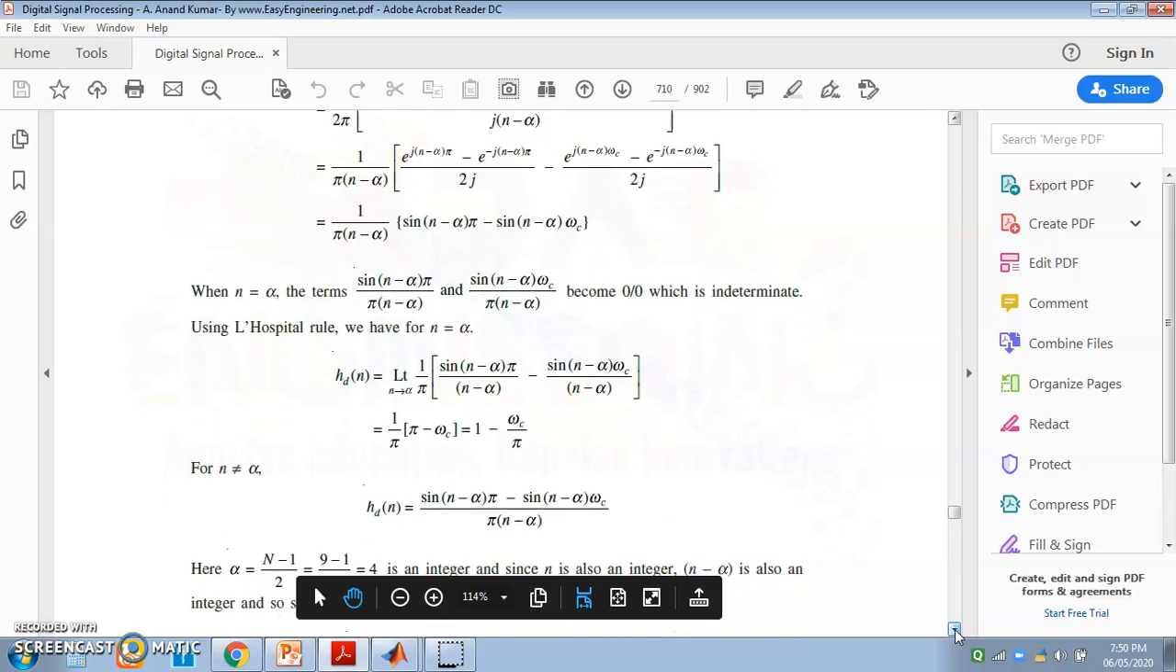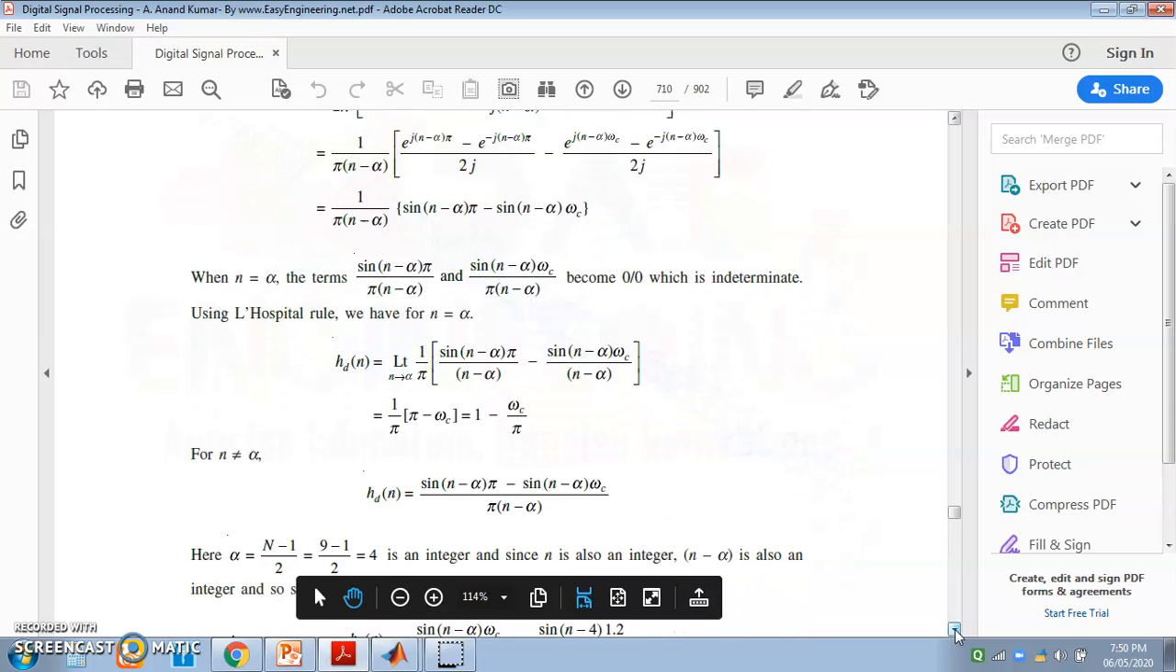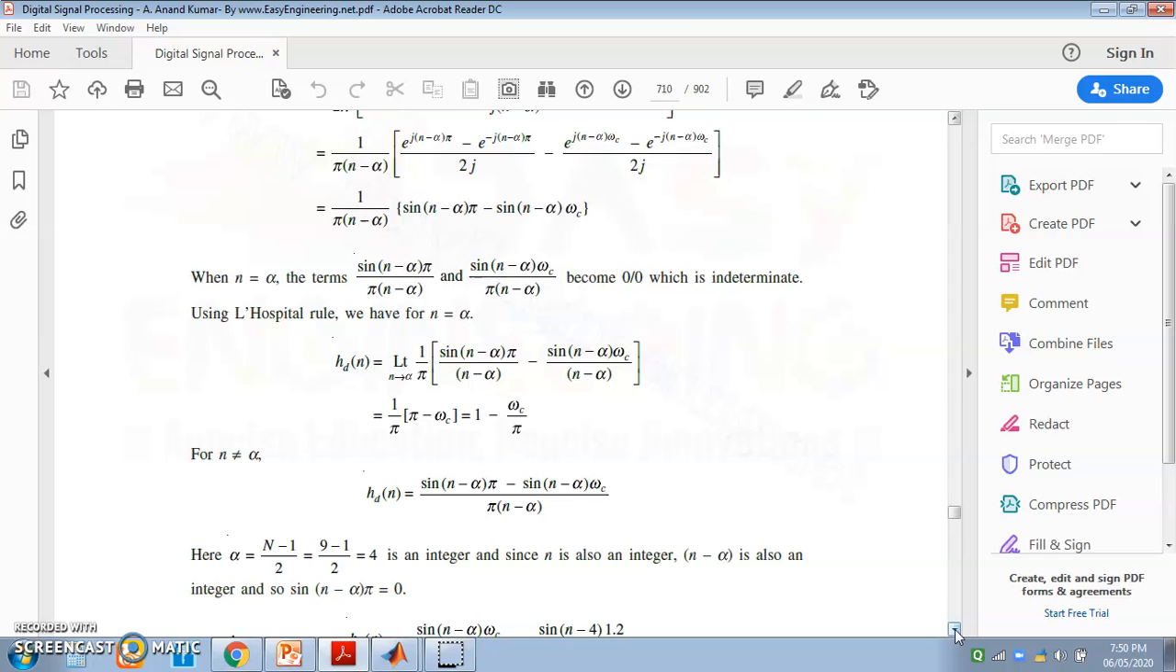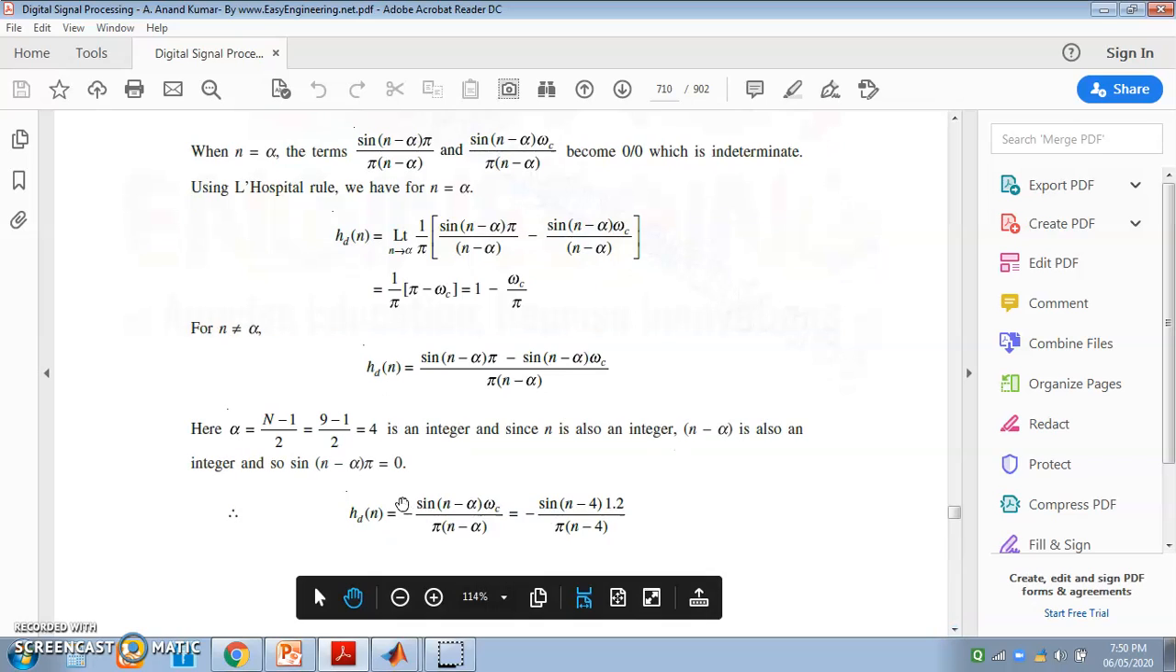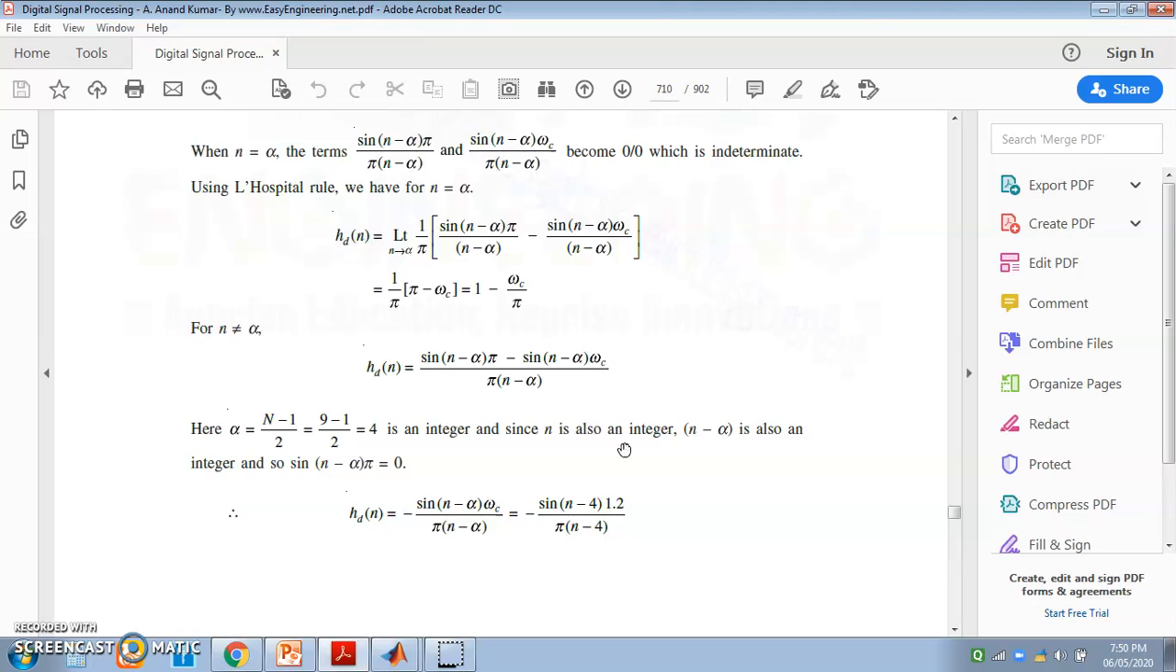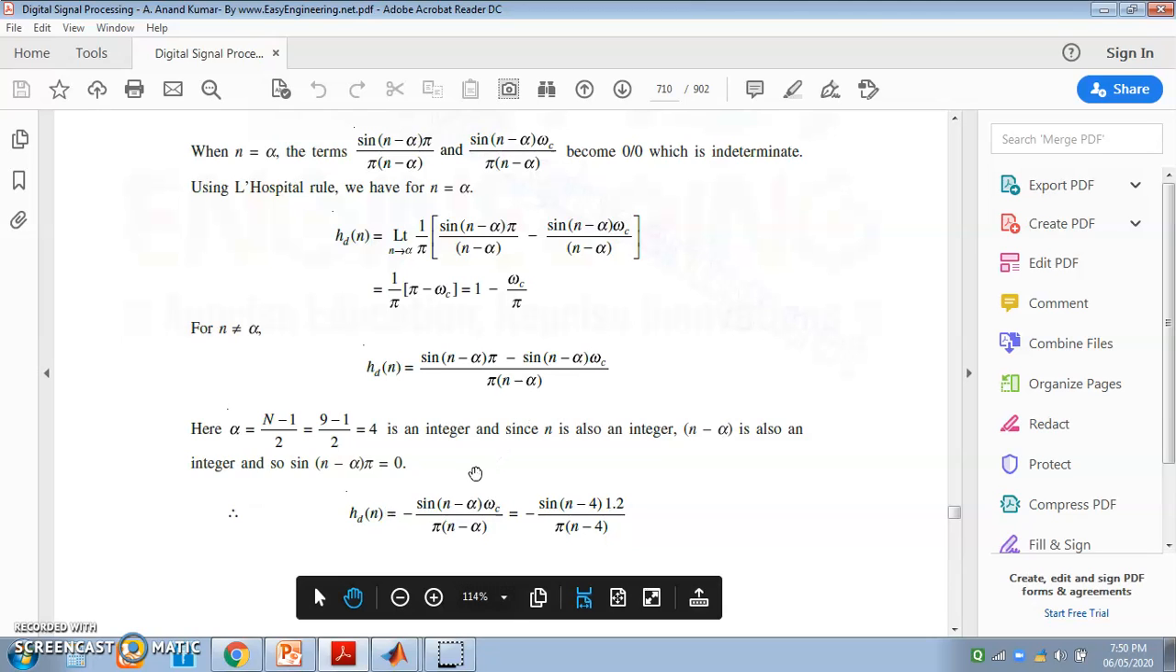As we know, n equal to alpha is the center point of the impulse response. For n not equal to alpha, we can calculate the other values. As alpha is equal to capital N minus 1 divided by 2, in this case it is 4, which is an integer, and small n is also an integer. So every time the quantity sine of n minus alpha into pi will be 0. So for all other points where n is not equal to alpha, HD of n is simply the second term, that is minus sine of n minus alpha into omega c upon pi times n minus alpha.